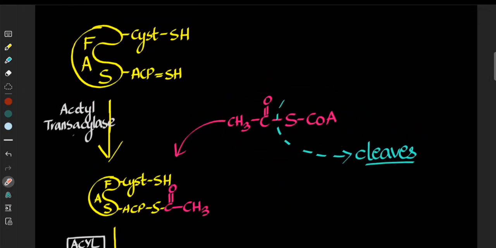When it comes to this reaction, this part will get cleaved off. That means the sulfur and the coenzyme A of the acetyl coenzyme A cleaves off, and then it will join to the acyl carrying protein part of the fatty acid synthase. I have drawn a double bond here, let me just make it a single bond.